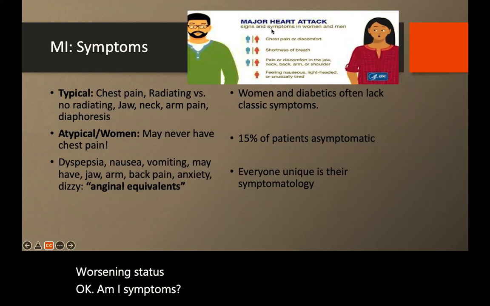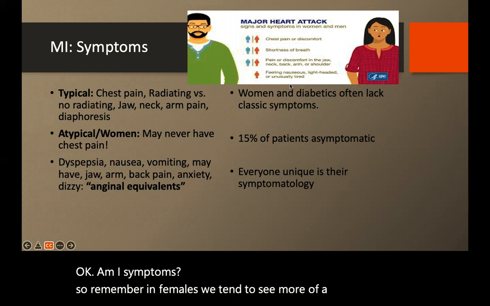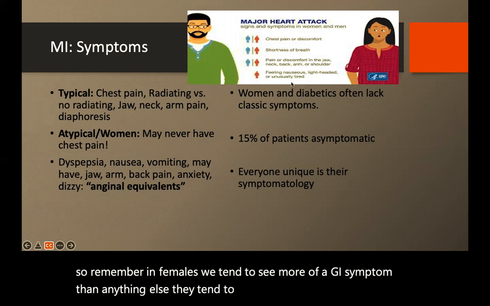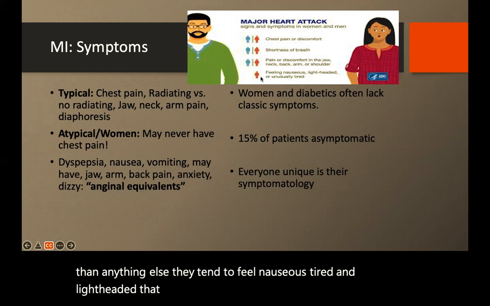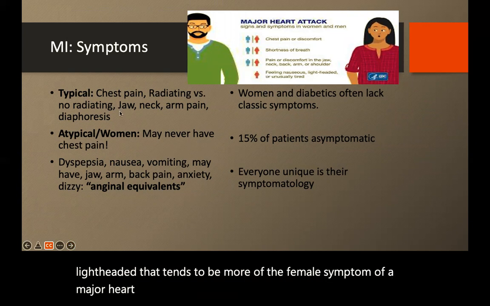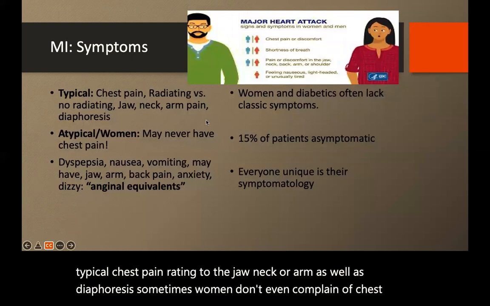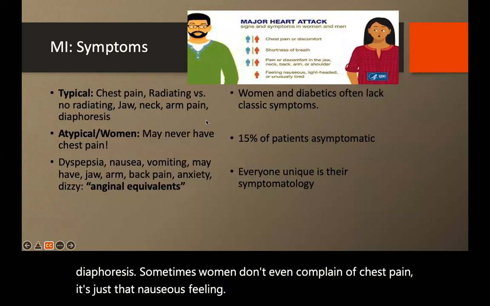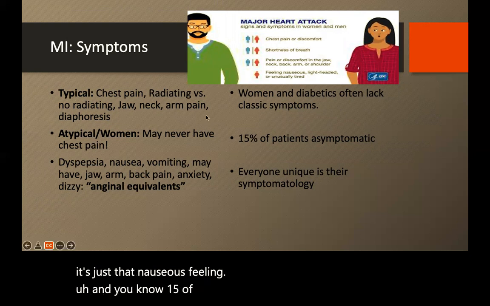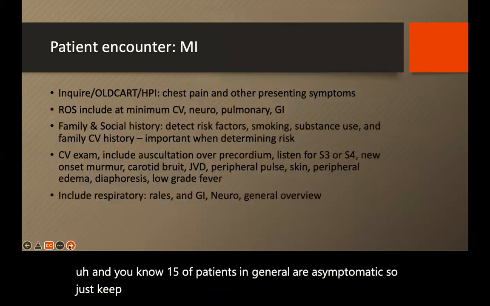Okay, MI symptoms. So remember, in females, we tend to see more of a GI symptom than anything else. They tend to feel nauseous, tired, and lightheaded. That tends to be more of the female symptom of a major heart attack as opposed to the man, where you're getting the typical chest pain radiating to the jaw, neck, or arm, as well as diaphoresis. Sometimes women don't even complain of chest pain. It's just that nauseous feeling. And 15% of patients in general are asymptomatic. So just keep that in mind.